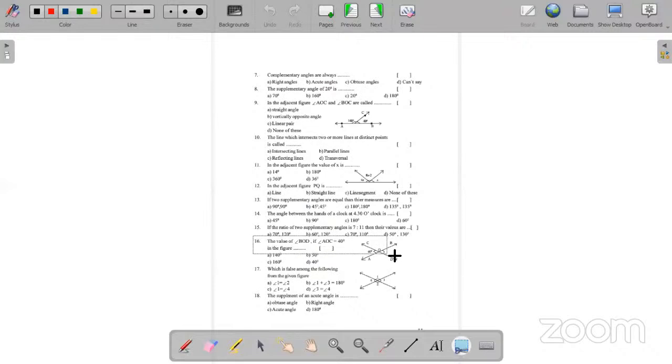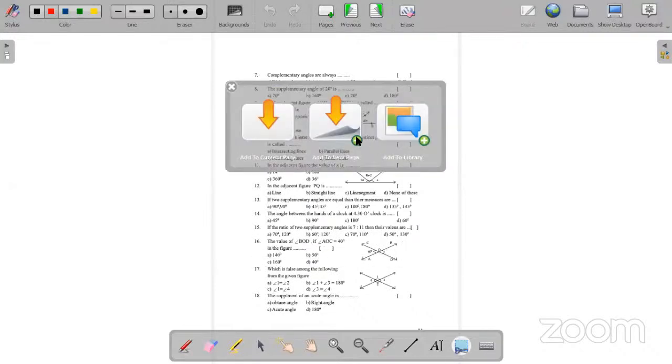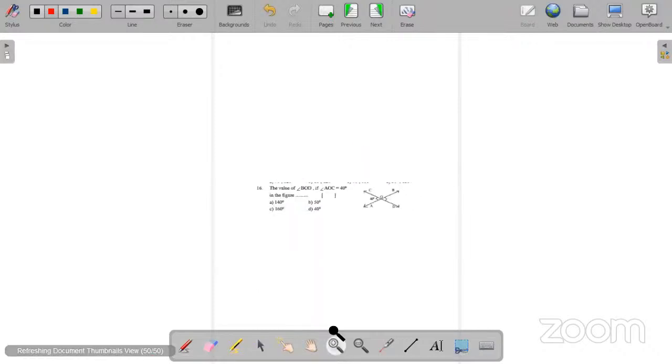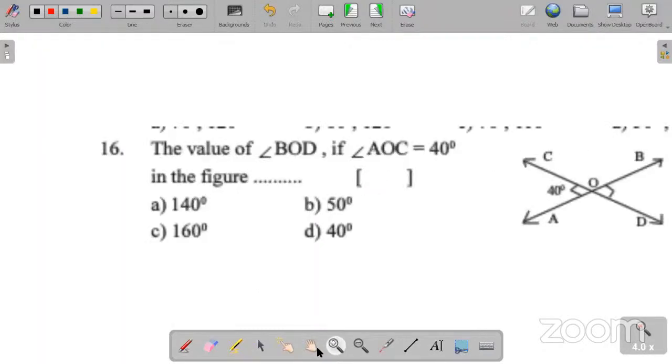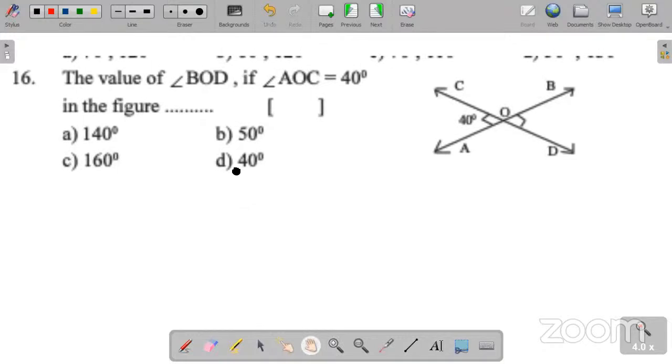We are going to discuss this figure based question. Actually, in geometry, most of the problems in lines and angles are figure based questions. Okay, try to solve this question.